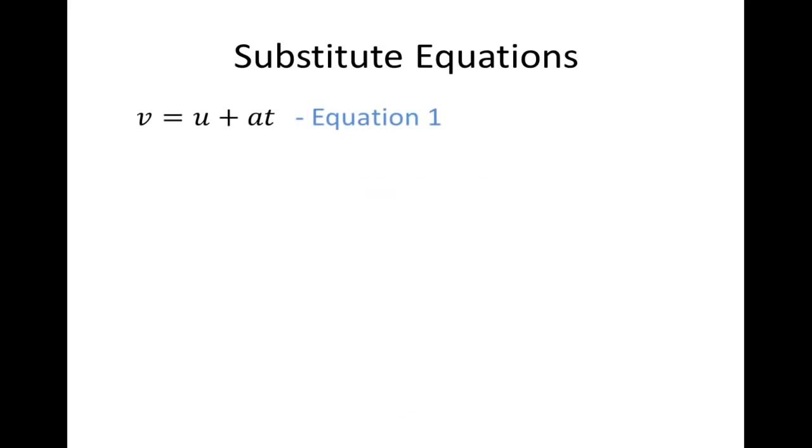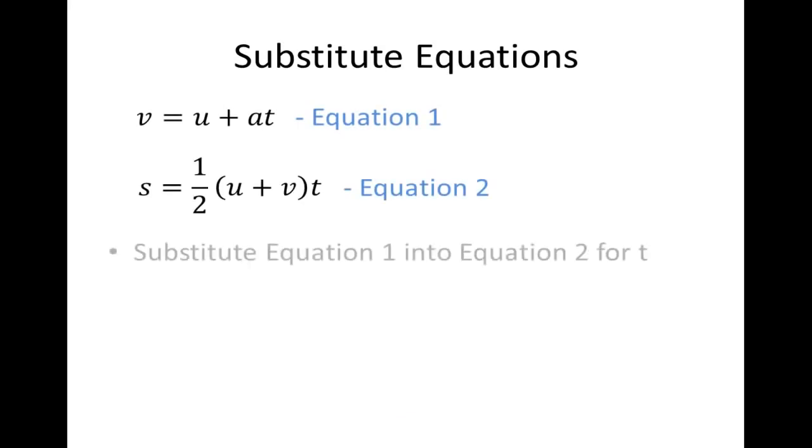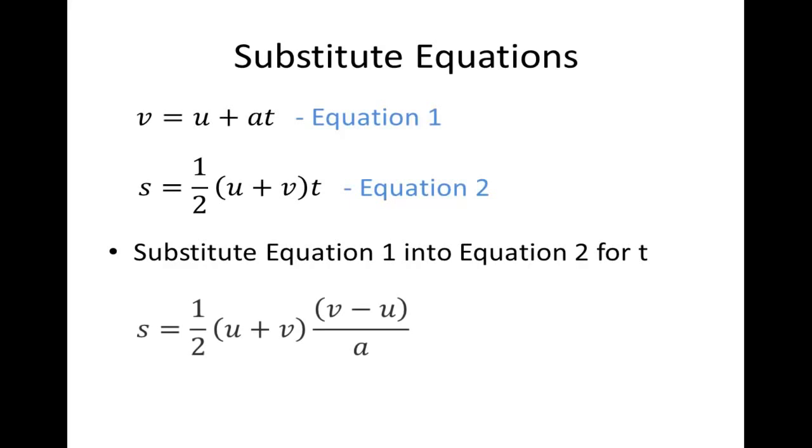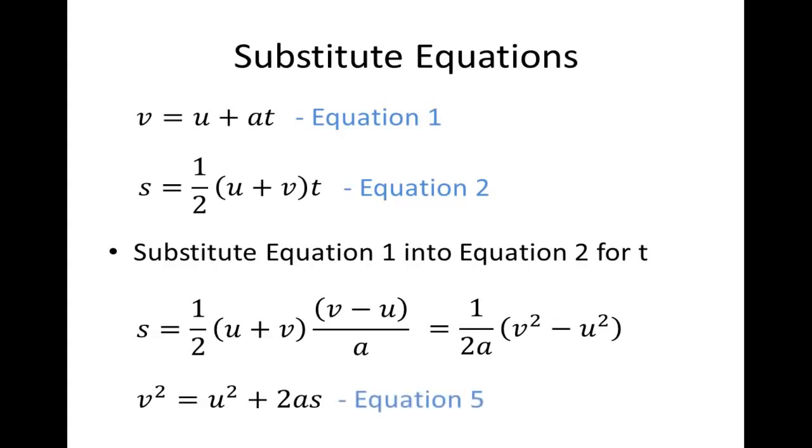And then finally, we substitute equation 1 into equation 2 for t, where t is equal to v minus u over a. And we get the relationship v squared is equal to u squared plus 2as. Our final equation of motion, equation 5.